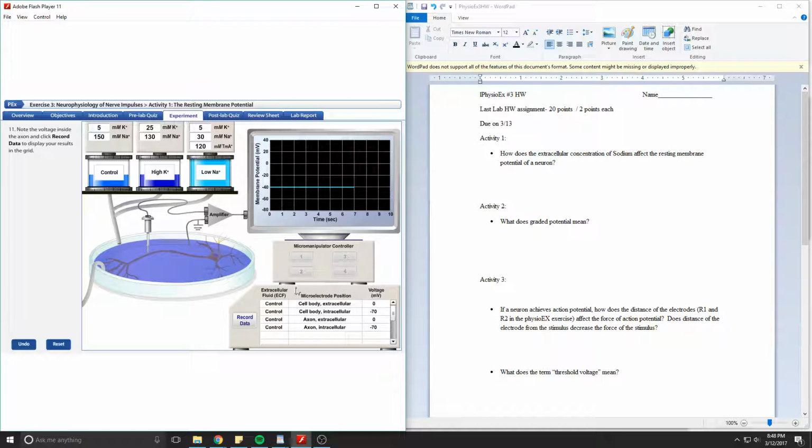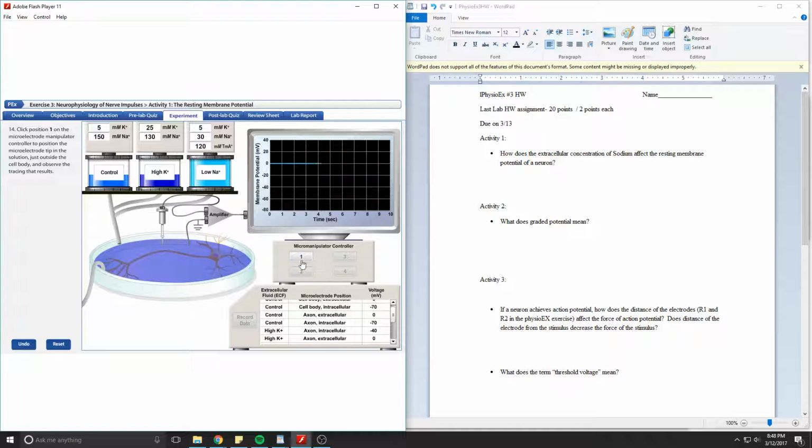Right now we're on the axon, we're going to record data. Axon intracellular, here it was negative 70. Now it's negative 40. I'm going to go to position 3 and record data. Axon extracellular, this one was 0. It is still 0. What a shock. This one's cell body extracellular, right outside the cell body, and this one's 0, just like it was before. And now we're doing the cell body. Inside the cell body it moved from negative 70 to negative 40, just like the axon.